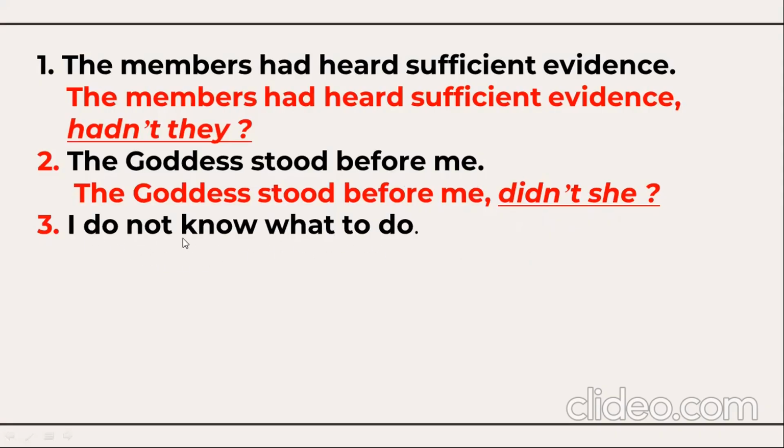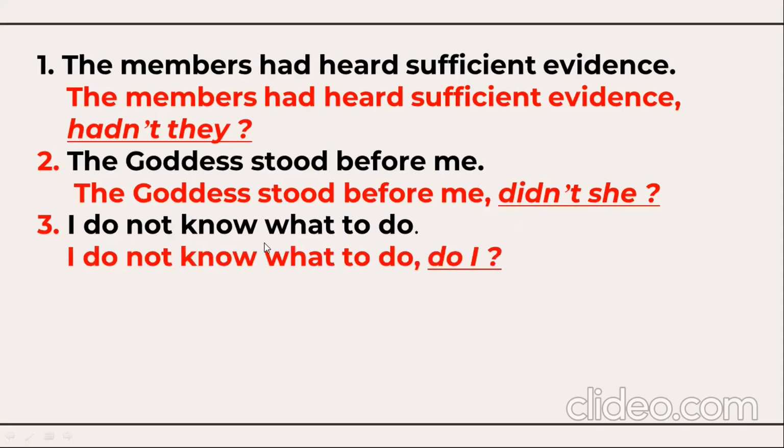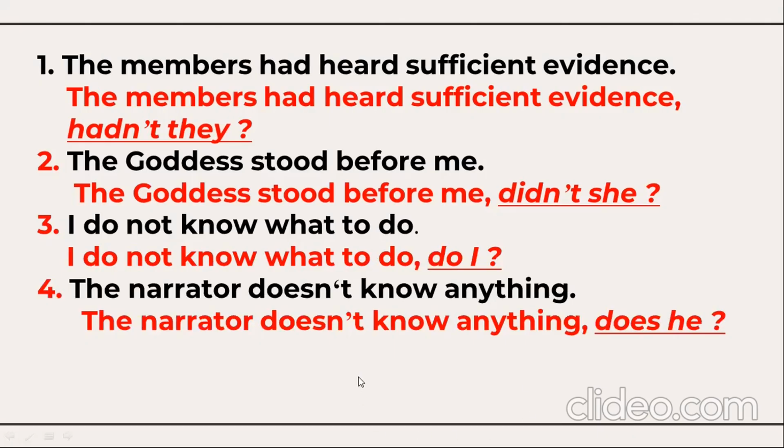So obviously it's in the negative form, then the question tag should be positive. So it's easy to identify. "I do not know what to do." Copy "do" here: do I? Question mark. The narrator doesn't know anything. So it's in the negative form, and the question tag should be in the positive form. Does he?